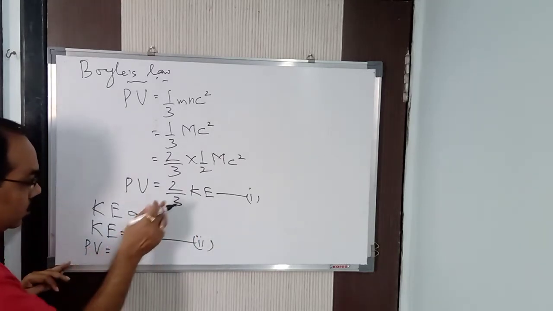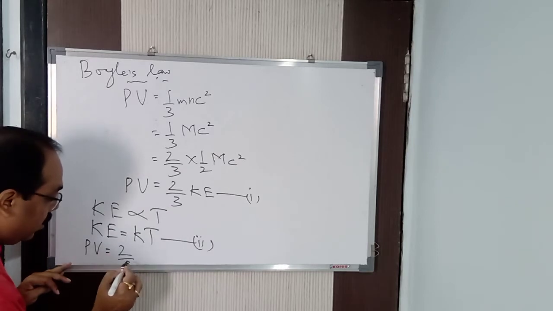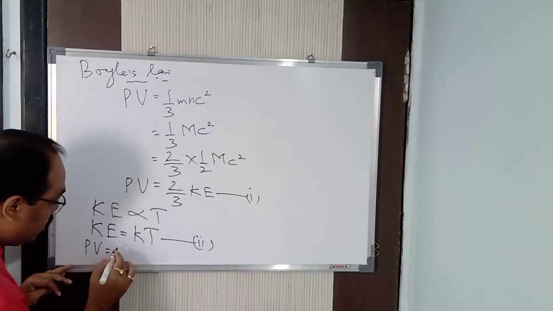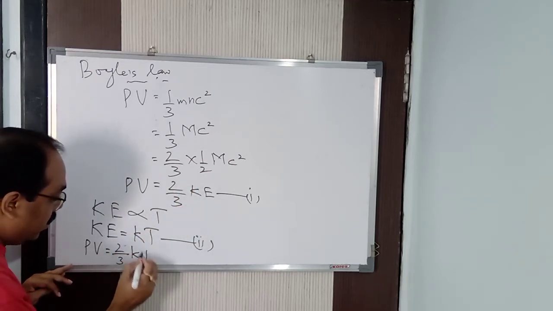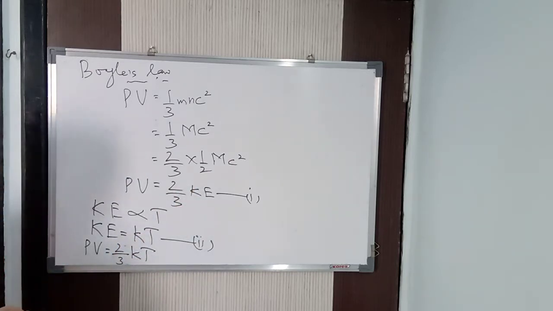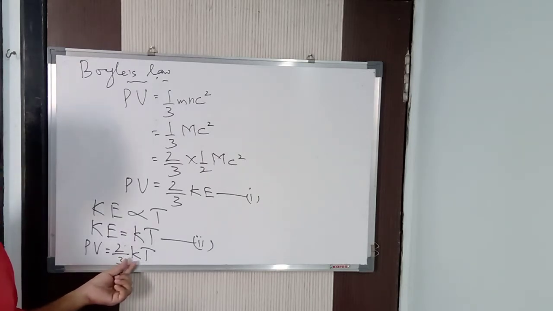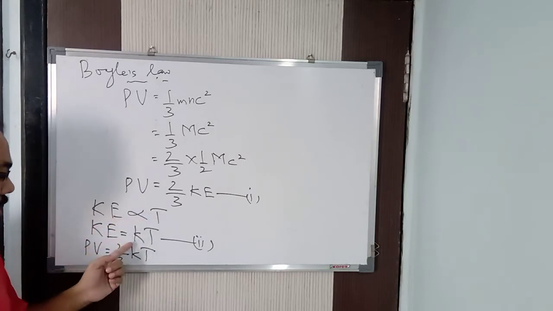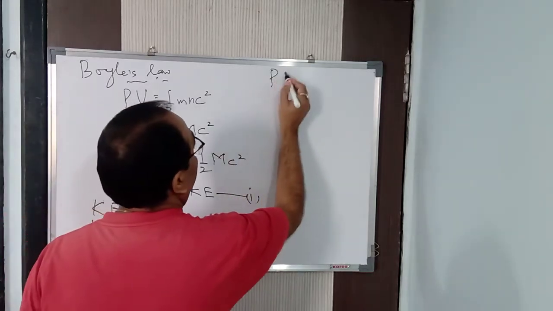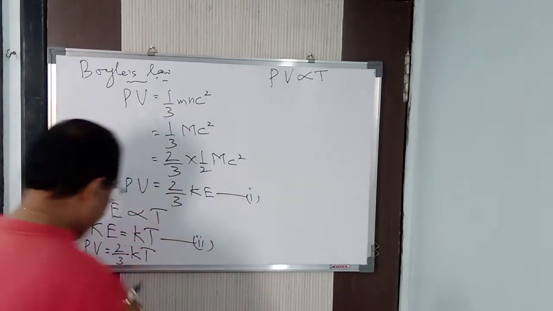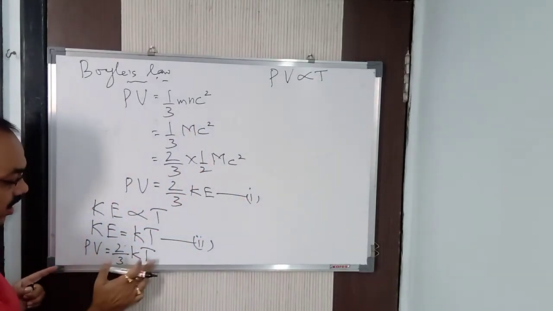PV is equal to 2 by 3, and instead of Ke we can write KT. Now see here, K is a proportionality constant, because Ke is directly proportional to T. 2 by 3, of course, is a number, a constant. So PV is directly proportional to T, we got it ultimately. As a result, from here we conclude that PV is directly proportional to T.